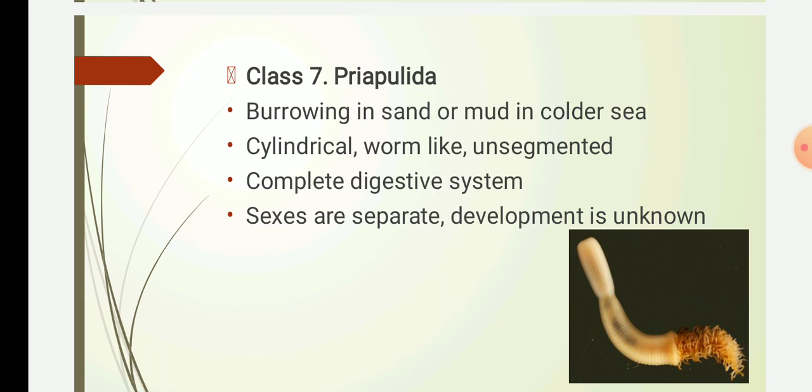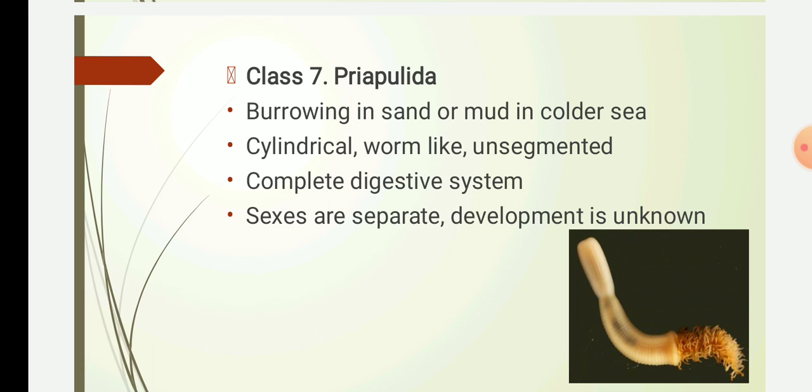These Priapulida are widely distributed at moderate depths, or they are found burrowing in the sand or mud in the colder sea. The body is cylindrical and worm-like, unsegmented with a superficially segmented trunk. Mouth is anterior and anus is posterior, thus showing a complete digestive system. Short introvert without oral tentacles. The posterior end is also provided with a single or double process of hollow papillae. The sexes are separate and development is unknown.